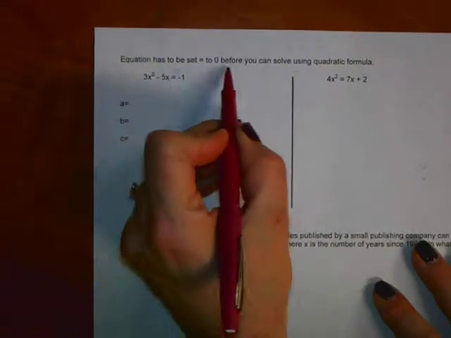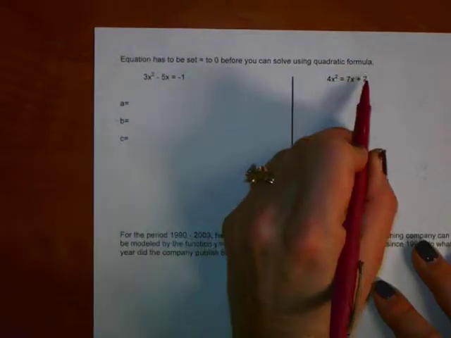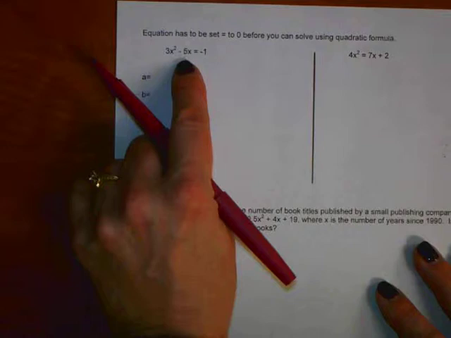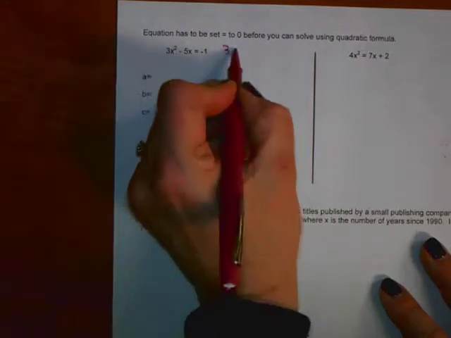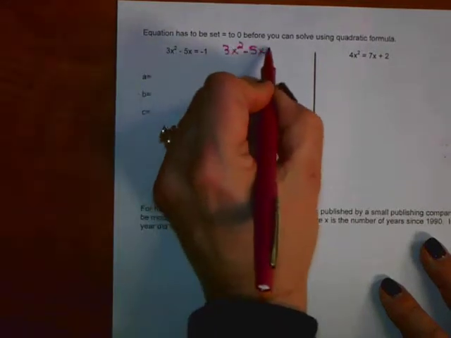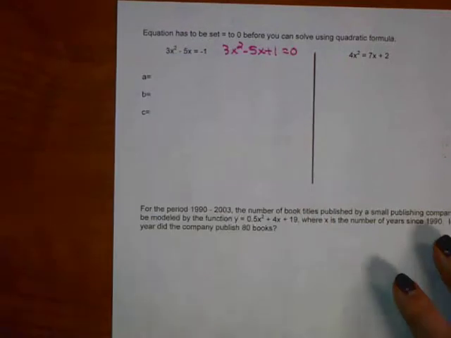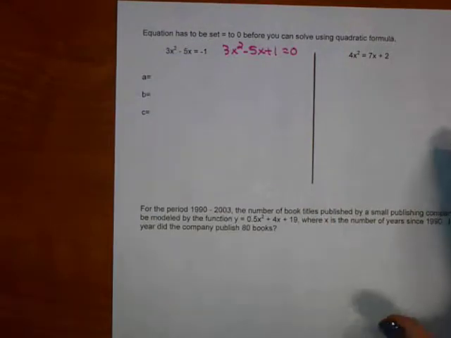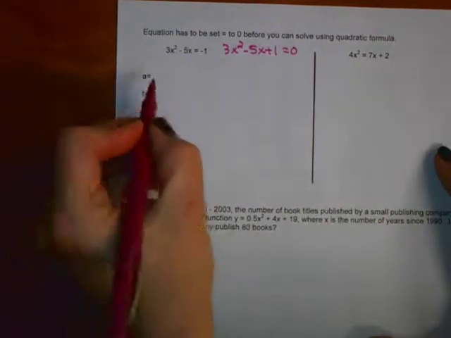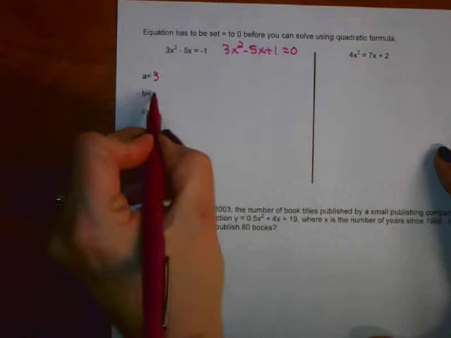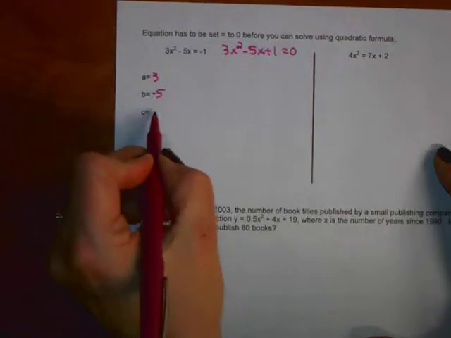Equation has to be set equal to 0 before you can solve using the quadratic formula. So this is not equal to 0 yet. So what would I do? Add 1. 3x squared minus 5x plus 1 equals 0. Okay, what's my A? 3. What's my B? And my C.